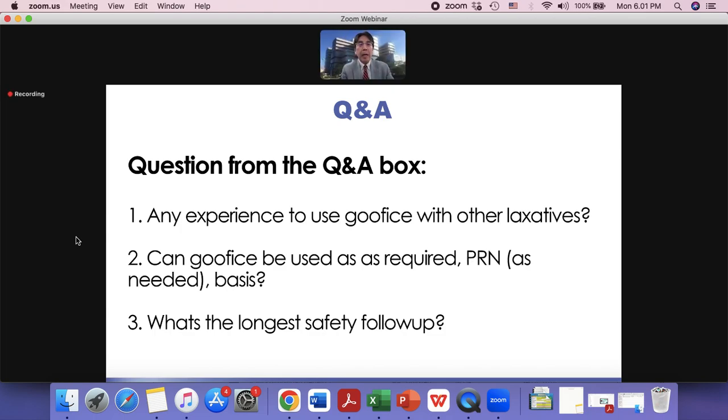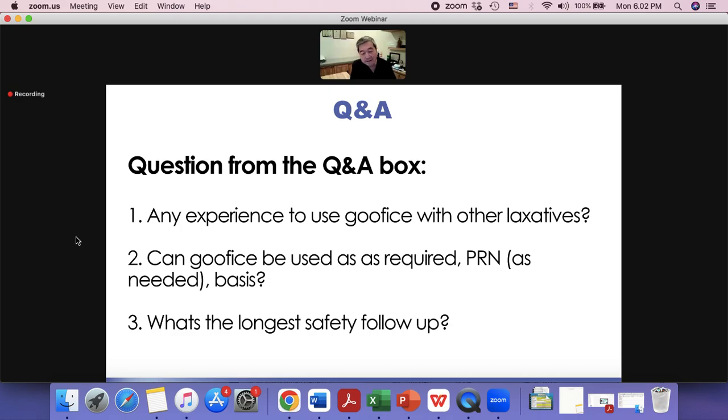Yeah, I don't have enough data about as needed. I don't have enough experiments. In Japan, the label shows that you take the drug just before breakfast, lunch, or dinner. Yeah. That's it. Thank you.